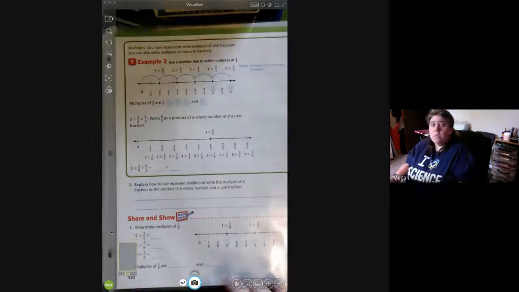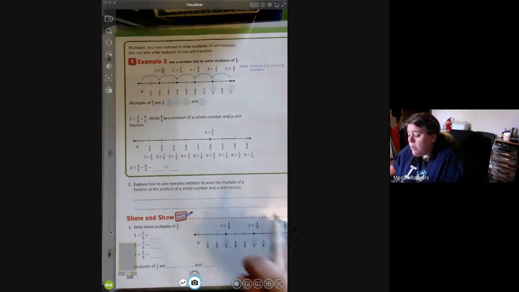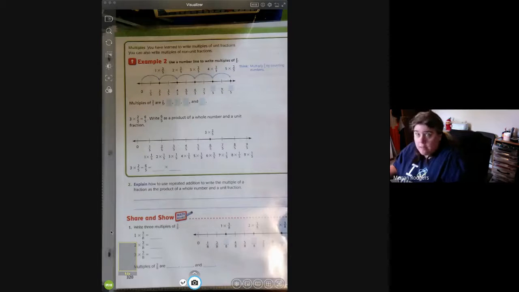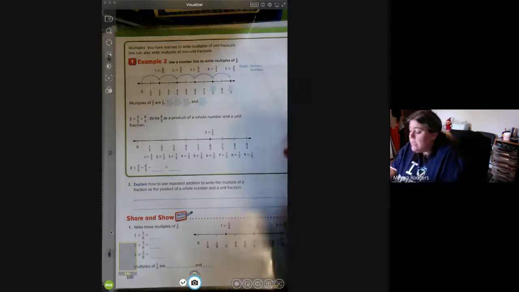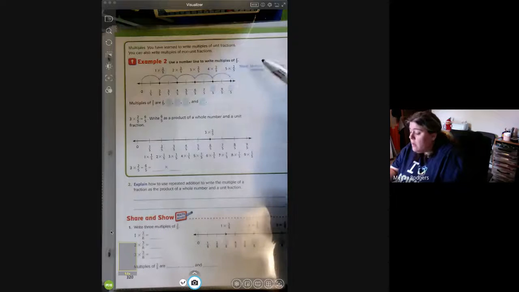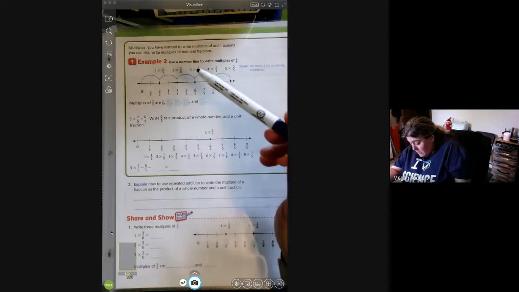All right, multiples. You have learned to write multiples of unit fractions. We did that last week. You can also write multiples of non-unit fractions. That's kind of what we're working on right now. So they give us a nice little number line. It says use a number line to write the multiples of 2/5. So they pretty much did this one for us.